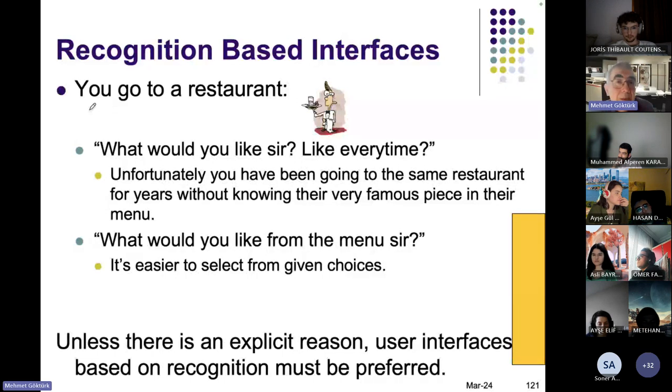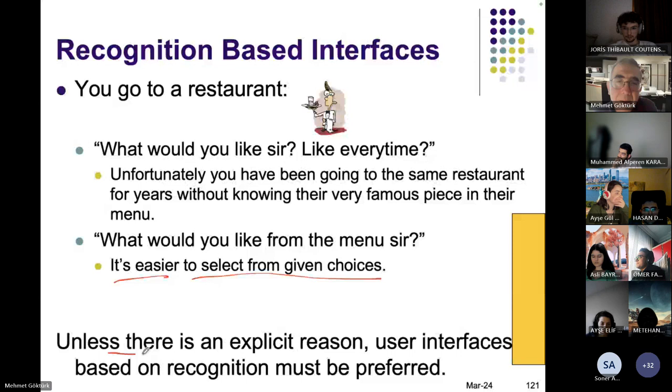And in the menu there was an interesting option. So that means it's more efficient and successful to select from different choices than to remember what was available. Unless there is an obvious reason otherwise, user interfaces based on recognition must be preferred.